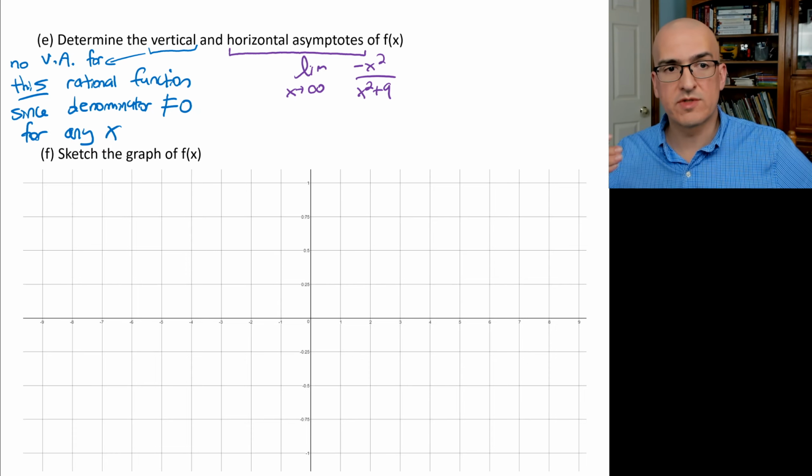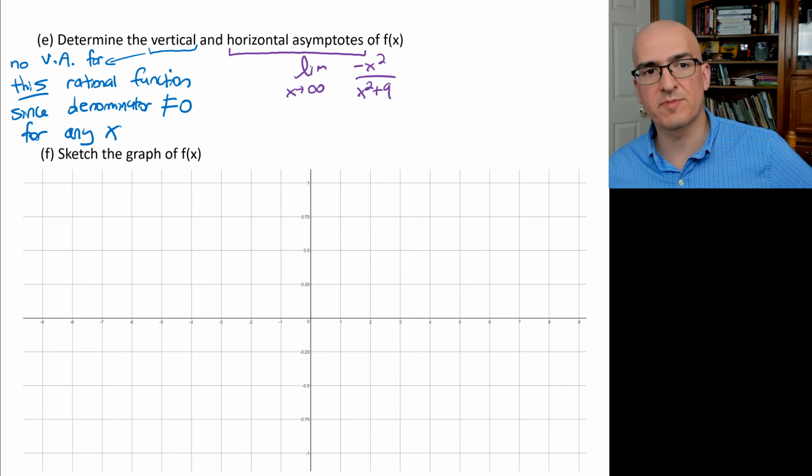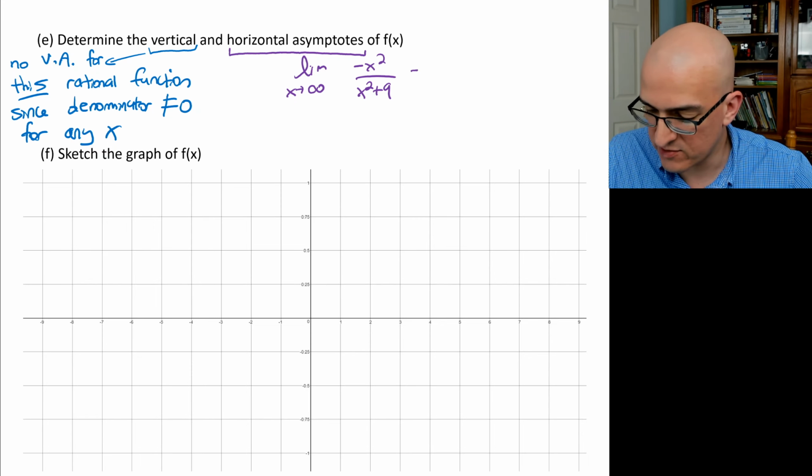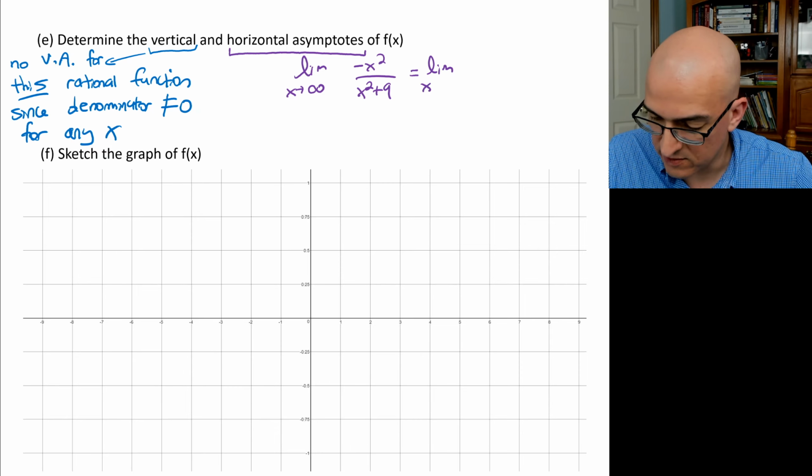So what I'm going to do is divide the top and bottom by x raised to the highest power that appears in the expression, so x to the power of 2. Yes, you can use a shortcut if you want, but I don't feel like using a shortcut. Do it the long way.